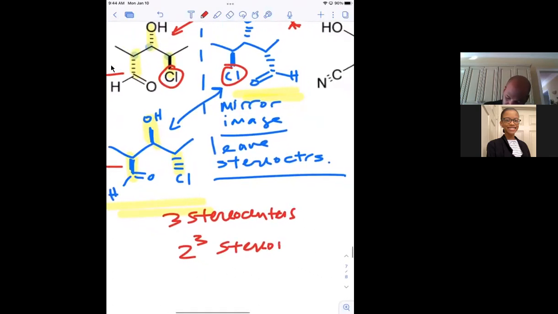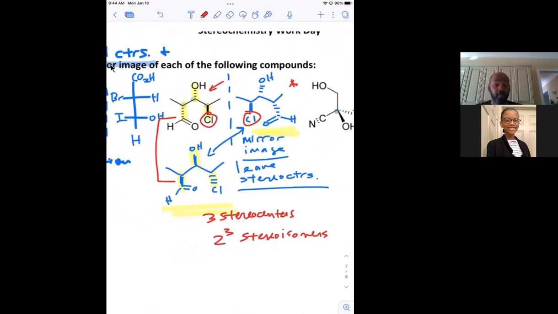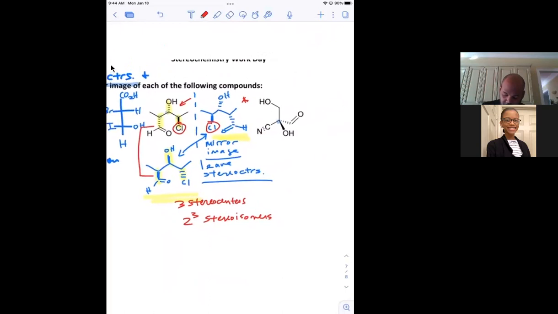So I have 2 to the 3rd stereoisomers possible. Right? We're going to talk about what those other isomers are shortly. But right now I'm kind of giving you some information, jumping the gun a little bit, but that's all right. We're going to get it.